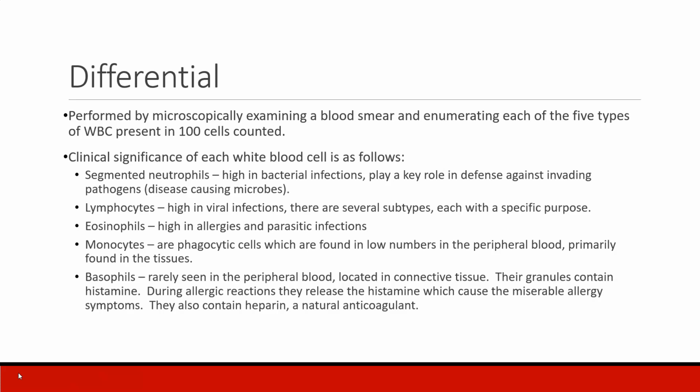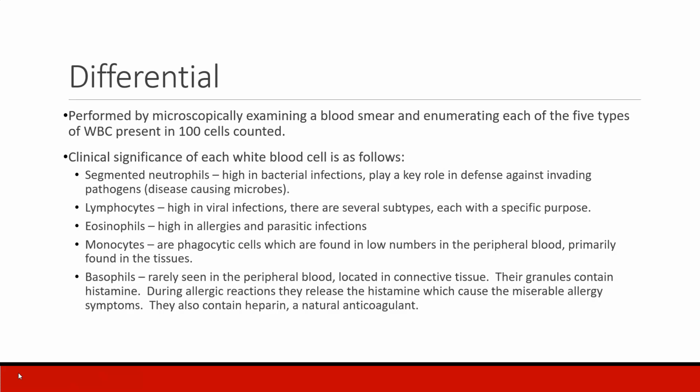Lymphocytes, they're high in viral infections, and there are several subtypes, and each with a specific purpose. So again, your body is wonderful. The immune system is wonderful. We have one type of cell that's associated with bacterial agents, and we have another cell type that will find and destroy viral agents. But again, if the viral agents become too high in number, it overwhelms your immune system, and then you get sick. Eosinophils are the most beautiful cell, in my opinion, and these are high in allergies and parasitic infections.